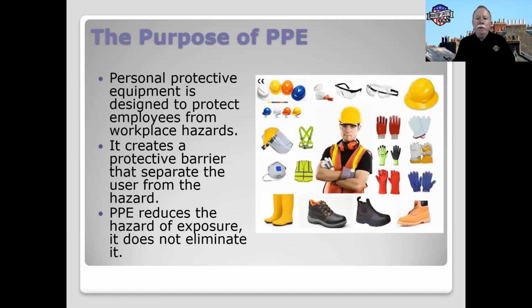So what is the purpose of PPE? Personal protective equipment is designed to protect employees from workplace hazards. It helps create a protective barrier that separates the employee from the hazard, and it reduces exposure to the hazard, but it does not eliminate it. At the end of the day, the hazard is still there. So if a guy's wearing goggles but he takes them off, he's still exposed to the hazard.